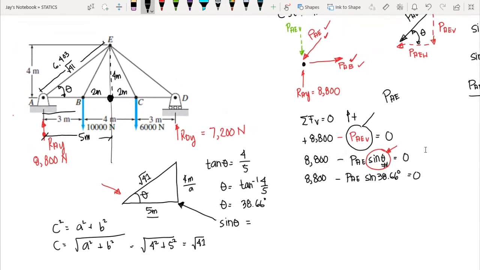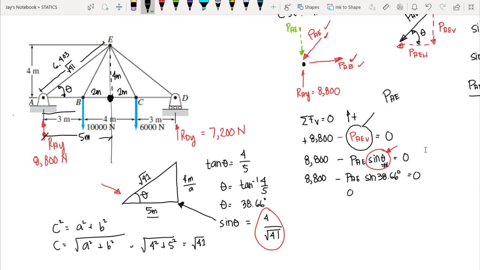And the opposite is 4 meters. That's the opposite of our angle theta over the hypotenuse, which is square root of 41. So we can use this value in our equation. Okay? So we will no longer use the angle.